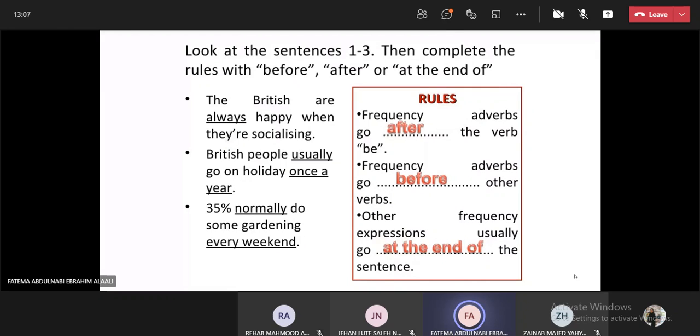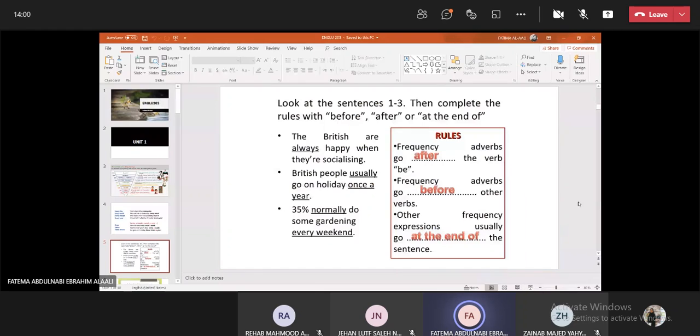And in this slide, what you should know is the position of adverbs of frequency. Where do we put adverbs of frequency in the sentence? Okay, this is the most important part of this rule. So look at the 3 example sentences we have. The British are always happy when they are socializing. So where is the adverb of frequency? It's after the verb are. So the rule says the position of adverbs of frequency is after the verb to be. Okay, after is, after are, after am. So this is the first position of adverbs of frequency.